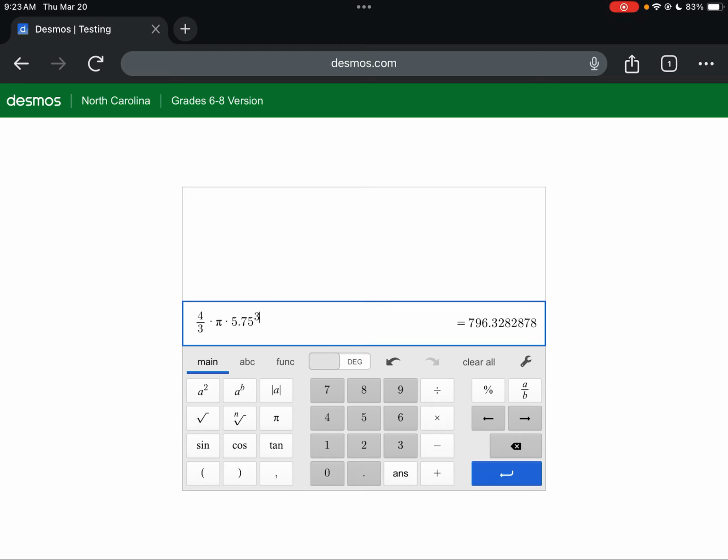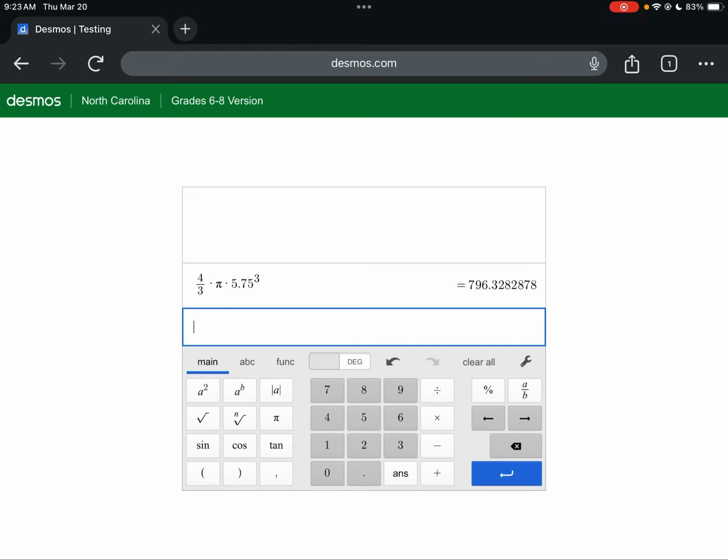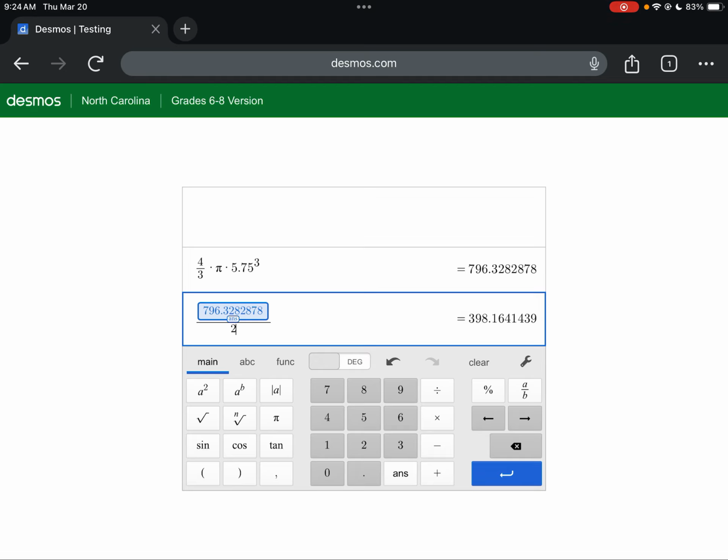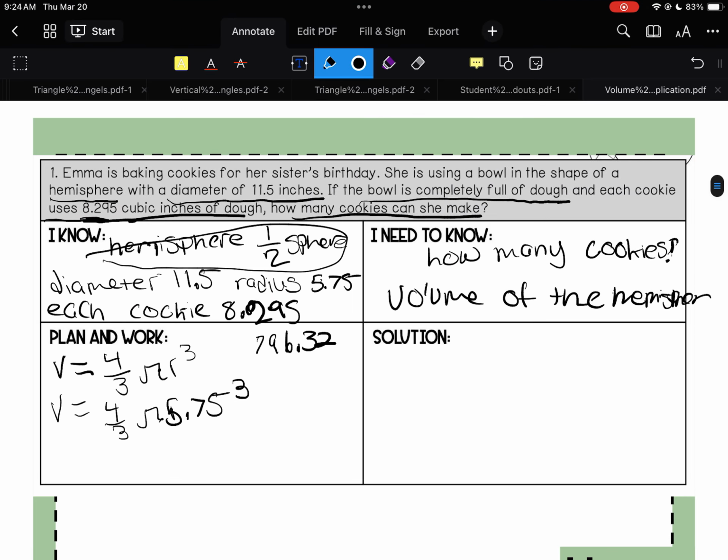So I'm going to come down here. I'm just going to hit enter, and then I'm going to hit this ANS, which stands for answer. It's going to pull that answer from before down to the bottom and then divide by 2. So I know the volume of my hemisphere is actually 398.16. But I need to do something still.